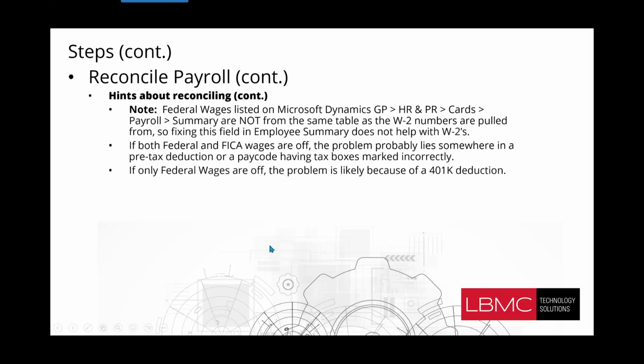Federal wages listed on Microsoft Dynamics GP, HR, and payroll cards payroll summary are not from the same table as the W-2 numbers are pulled from. So fixing this field in employee summary does not help with the W-2s. I'm reiterating what I told you above. If both federal and FICA wages are off, the problem probably lies somewhere in a pre-tax deduction or a pay code having tax boxes marked incorrectly. If only federal wages are off, the problem is likely because of a 401k deduction. And I normally find most of my errors on the federal 401k side.